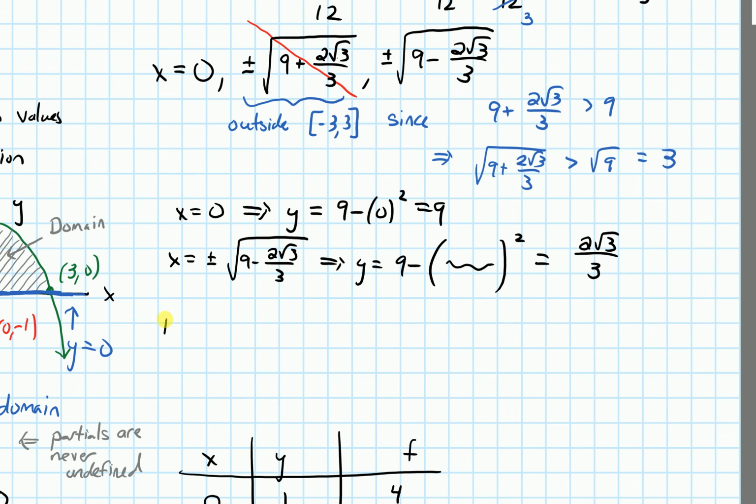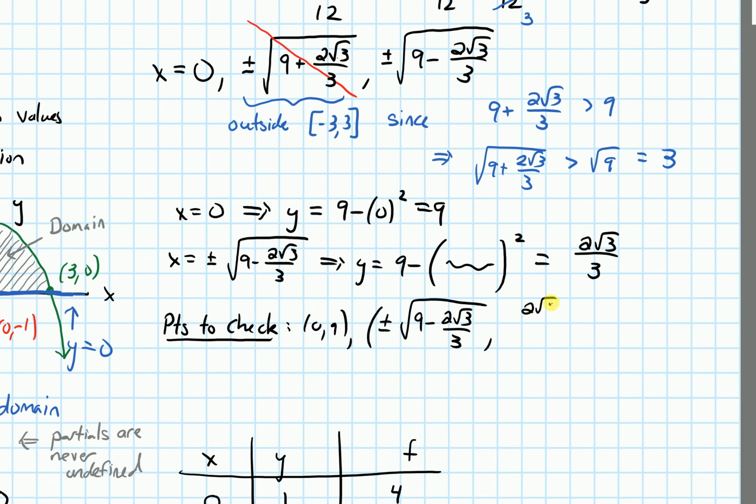Okay, so I'm going to just write down my points to check. I kind of jumped ahead a little bit. I put one of them in the table already. The one that I already put in the table was 0, 9. Now I know that I also have my x value could be plus or minus square root of 9 minus 2 root 3 over 3. And when that's my x value, my y value is 2 root 3 over 3. Okay, so those are sort of the critical values that I was getting for this parabolic curve.